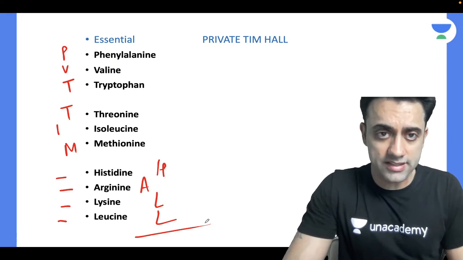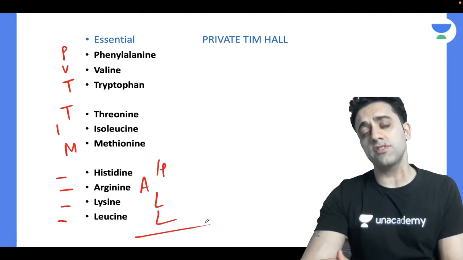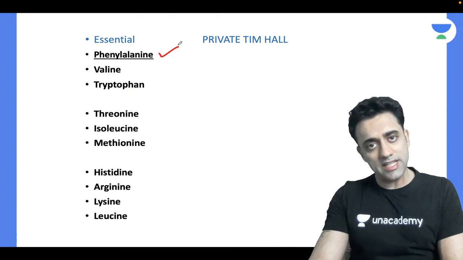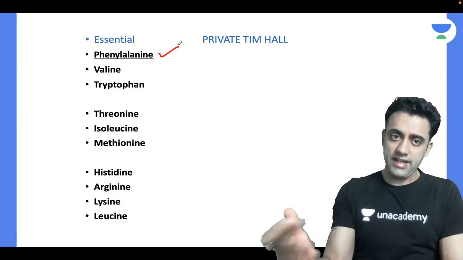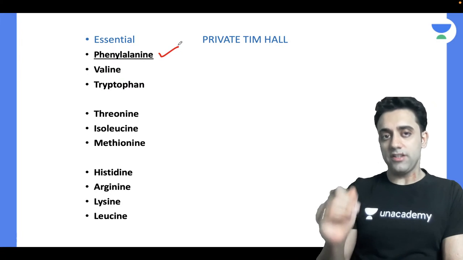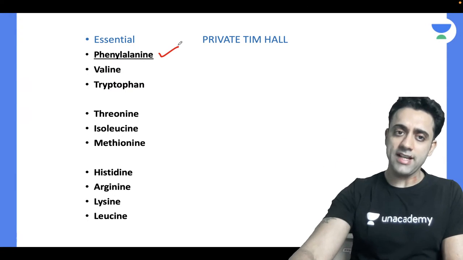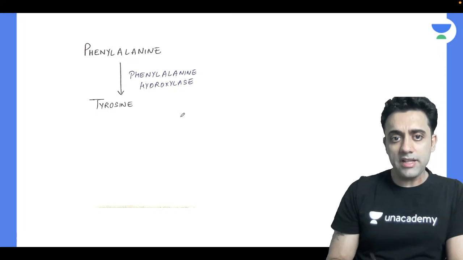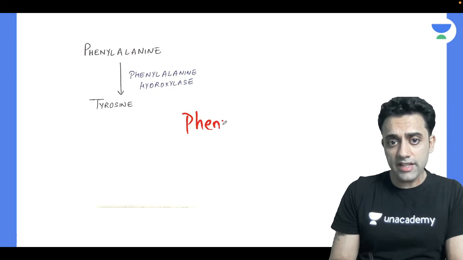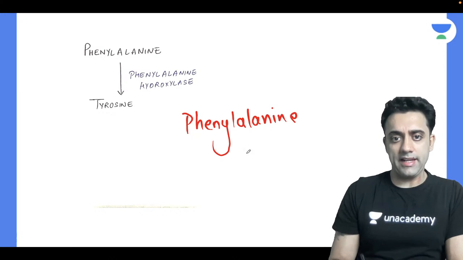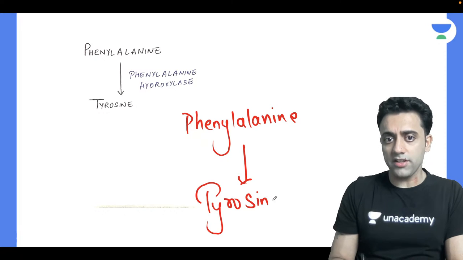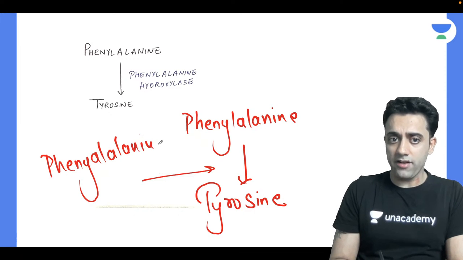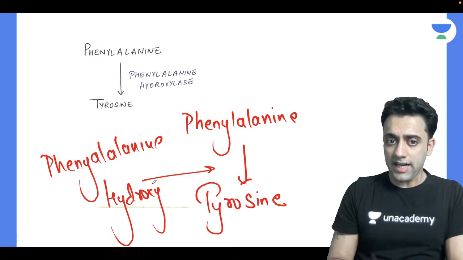Of these essential amino acids, which is the most important one to study for the exam? The answer is phenylalanine. Do you remember that phenylalanine gets converted into tyrosine? To know the problem with phenylalanine, we should know the normal cycle. Now listen very carefully. Phenylalanine gets converted into tyrosine with the help of phenylalanine hydroxylase. This is the one reaction we need to understand, and it will cover the whole topic.